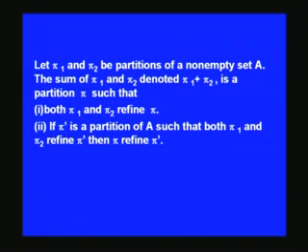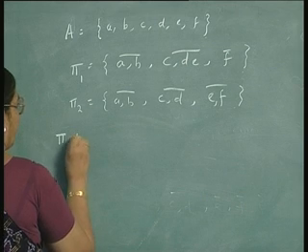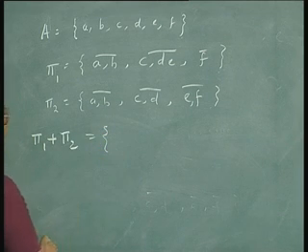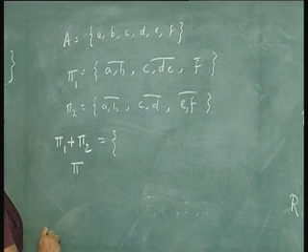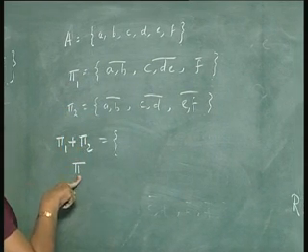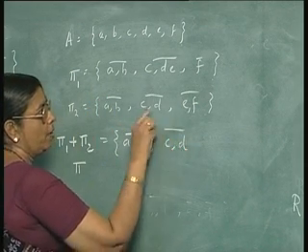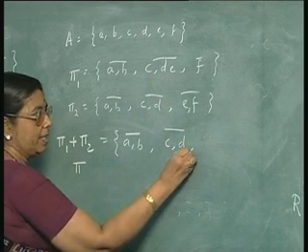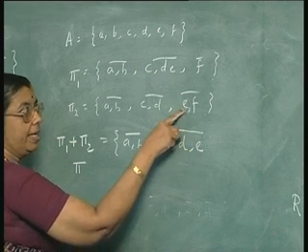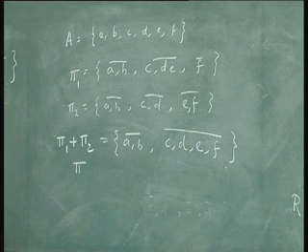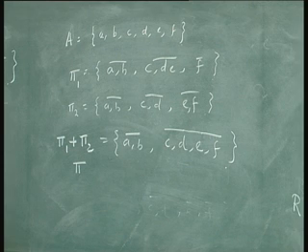Say, take the same example here. A is a set like this, pi 1 and pi 2 are partitions like this. The sum of these two, pi 1 and pi 2, is a partition pi such that both pi 1 and pi 2 will refine pi. So, here AB is a block, and AB is a block here. So, that will be in one block. CD is in one block here, but CD is in a block which also contains E. So, you have to include that also here, and here E and F are in the same block. So, you have to include that also. So, this is the sum of pi 1 and pi 2. AB will be in one block and CD, EF will be in another block.